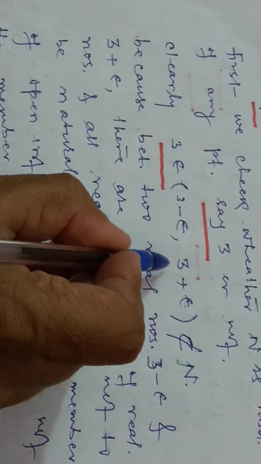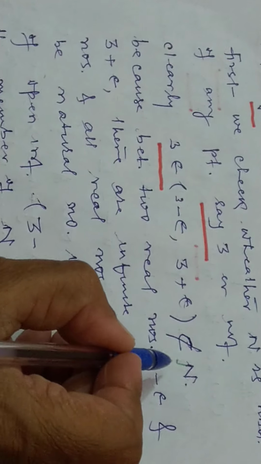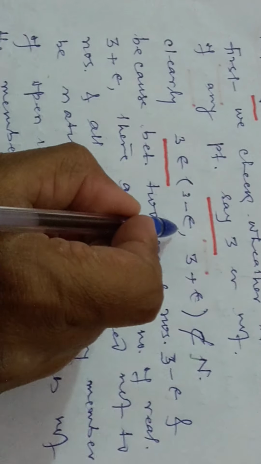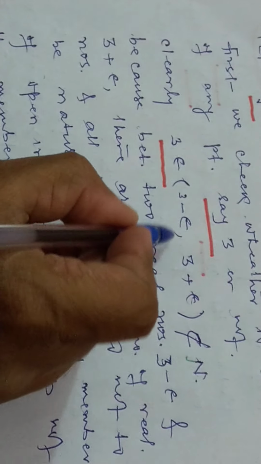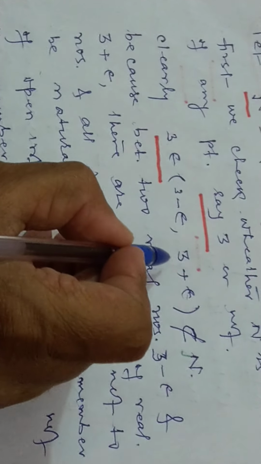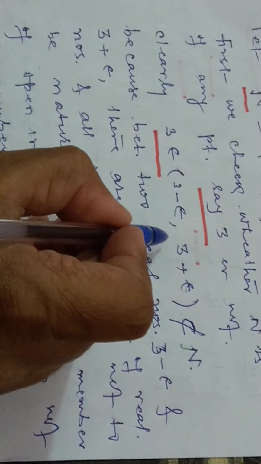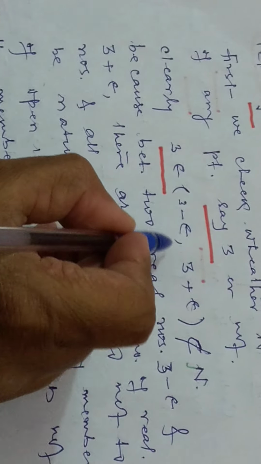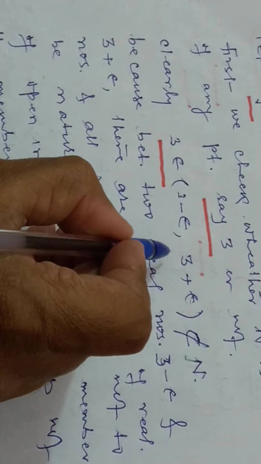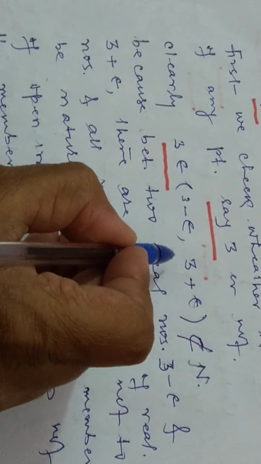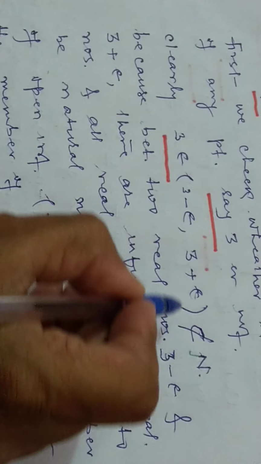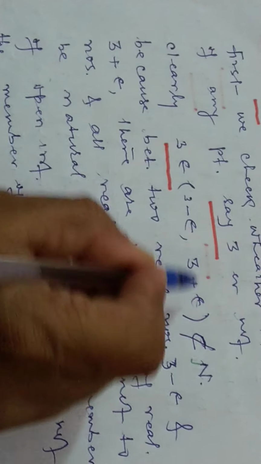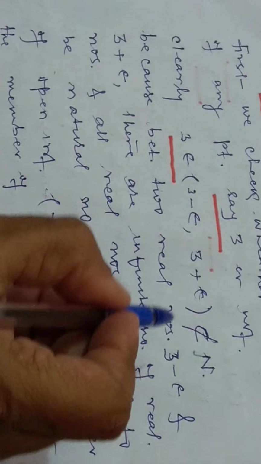An infinite set can be a subset of another infinite set, but here between the two real numbers there are infinitely many real numbers, and each real number need not be a natural number. That is, every member of this open interval is not a natural number, and so it is not a member of N, and as a whole this open interval is not a subset of N.